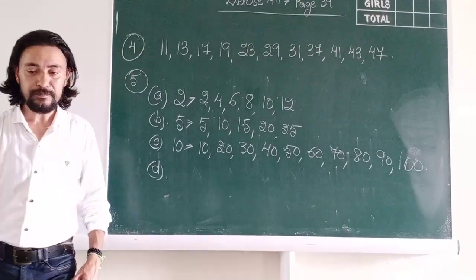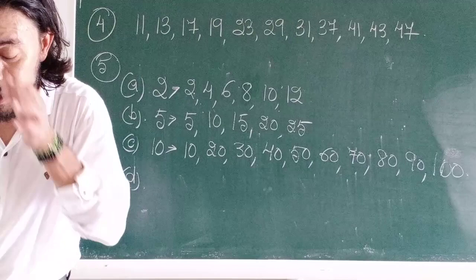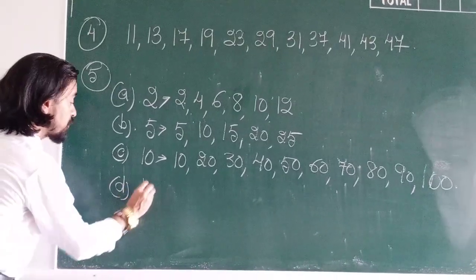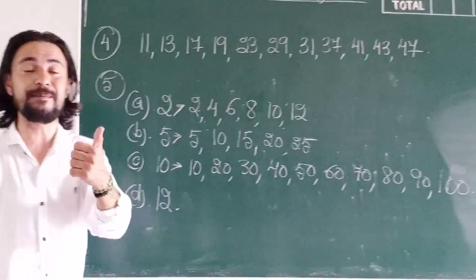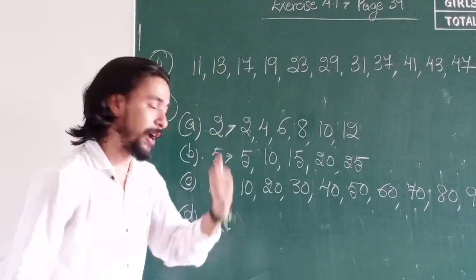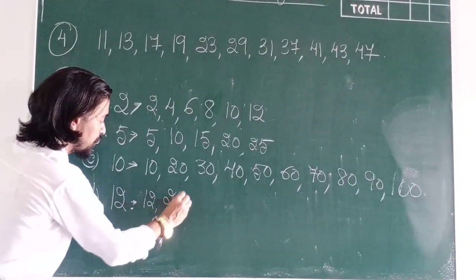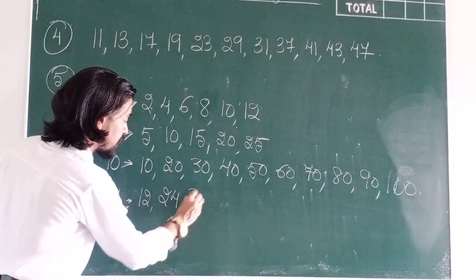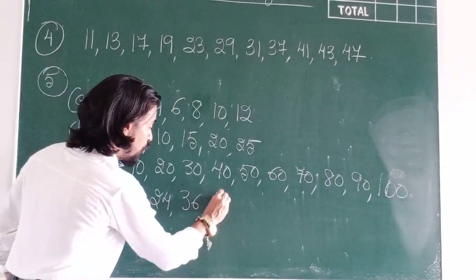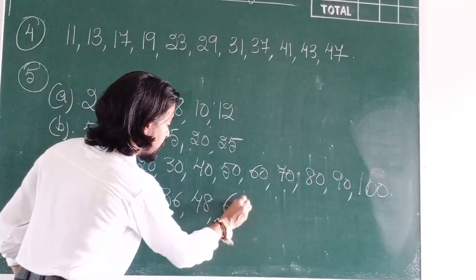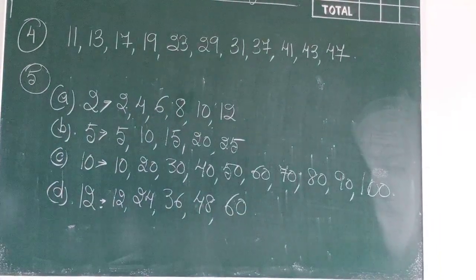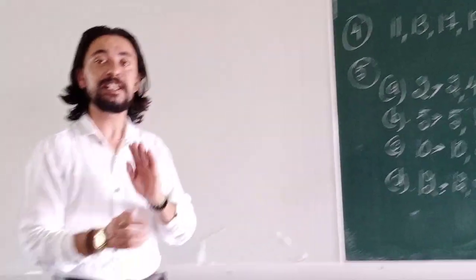D. It's given first 5 multiples of 12. So I have to say my tables of 12 till number 5. 12 ones are 12, 12 twos are 24, 12 threes are 36, 12 fours are 48 and 12 fives are 60.